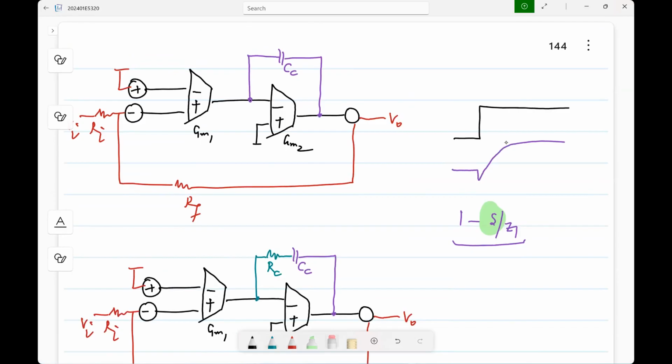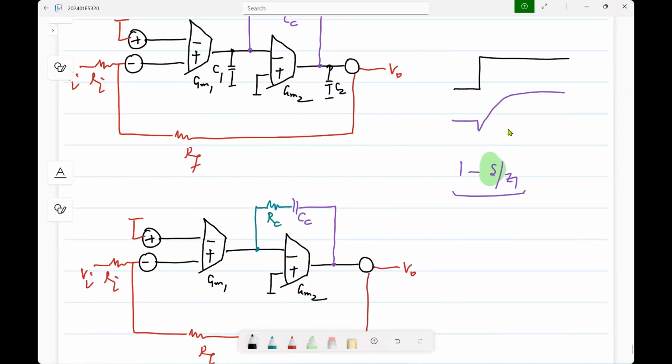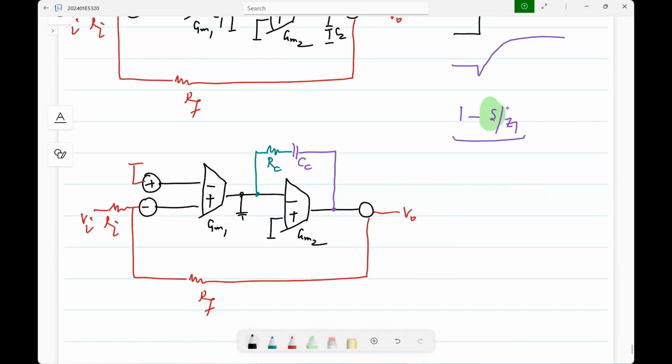So this will be a second order transfer function, assuming you have C1 and C2 there, right? It's a second order transfer function with a right half plane zero. Now here, what you get is a third order transfer function, but you can cancel the zero, or you could even move the zero to the left half plane.